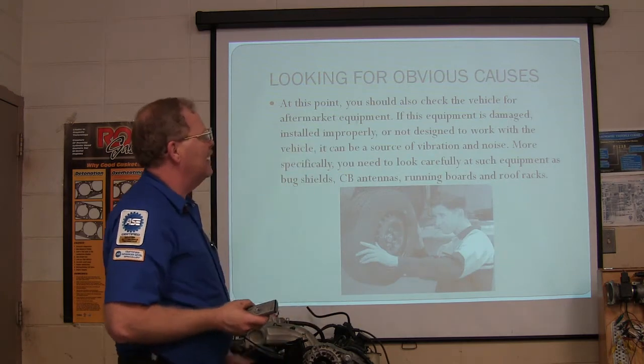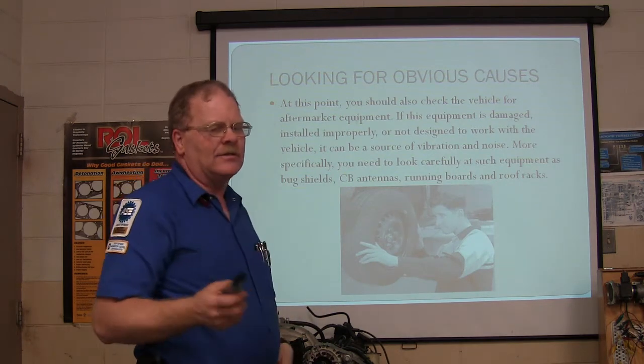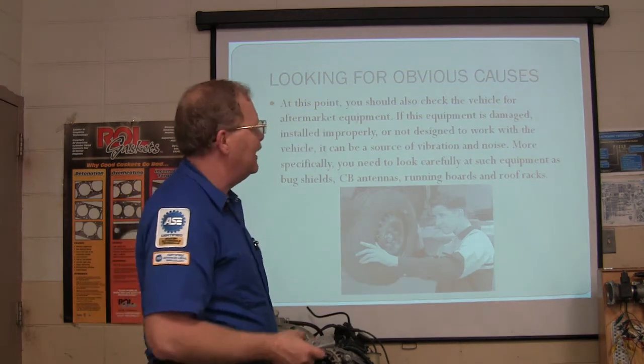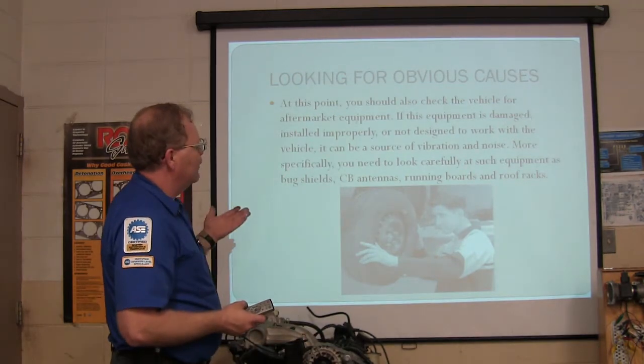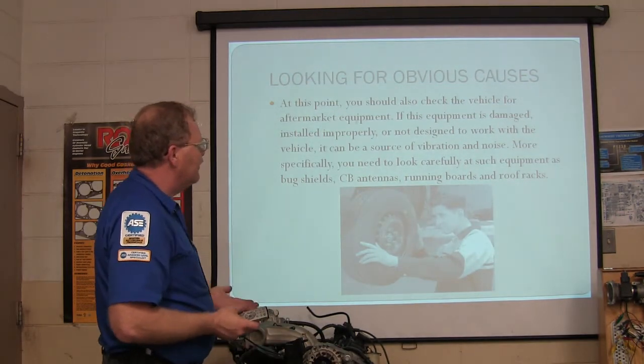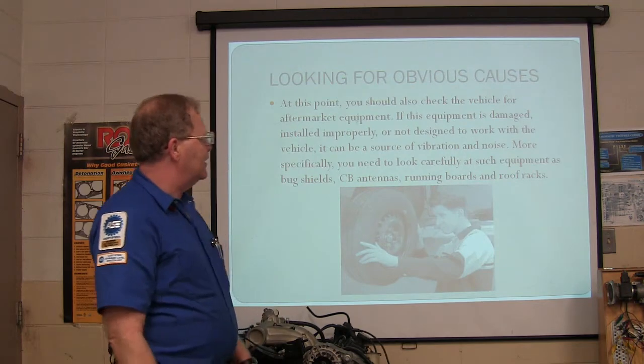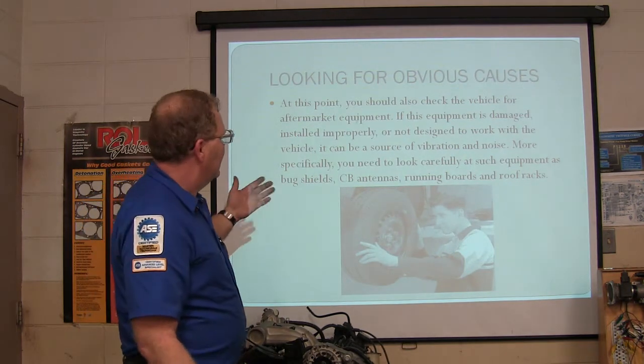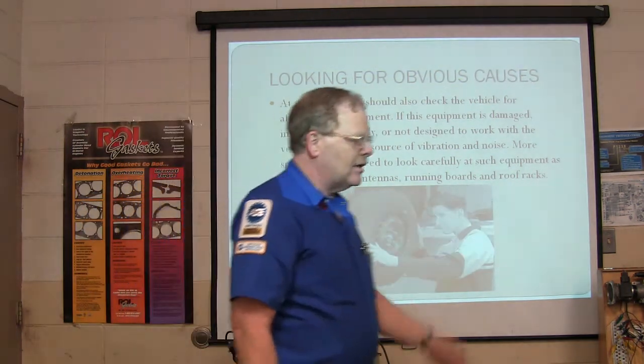If somebody's put some stuff on there that wasn't on there to start with, a lot of times, if you've got, you know, big ugly wheels or something like that, you're going to have stuff like that. If something's installed improperly, not designed to work with a vehicle, it can be a source of vibration and noise. So you need to look carefully at bug shields, CB antennas, running boards, and roof racks.